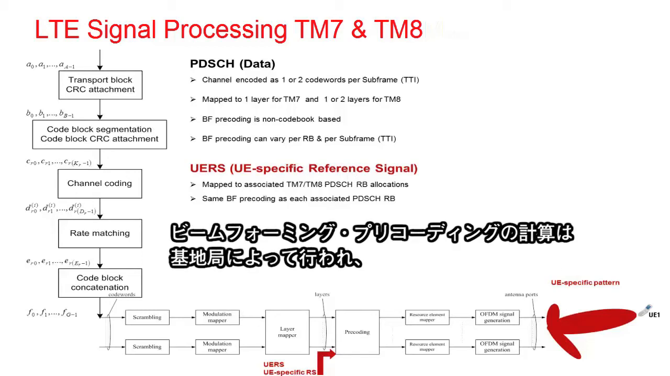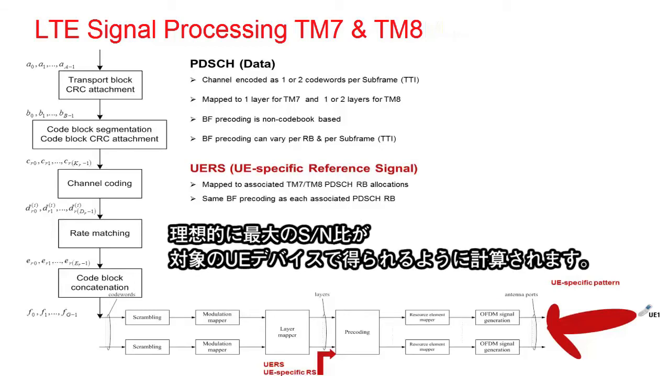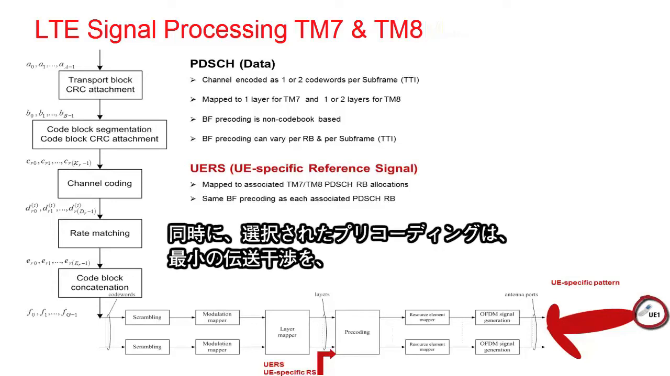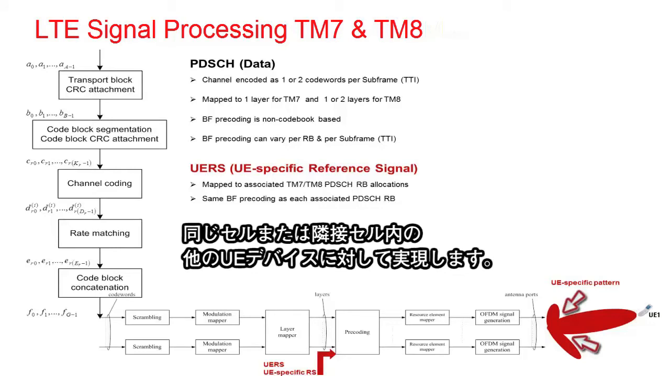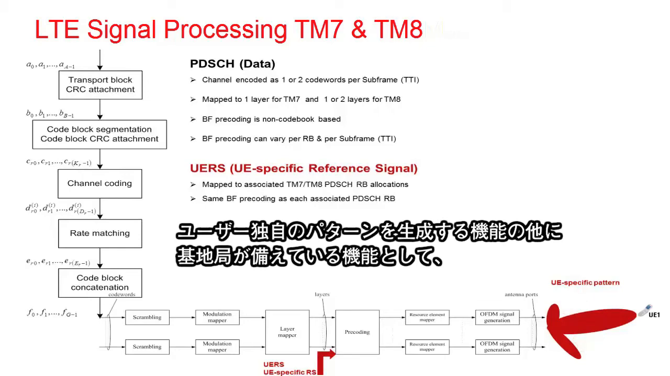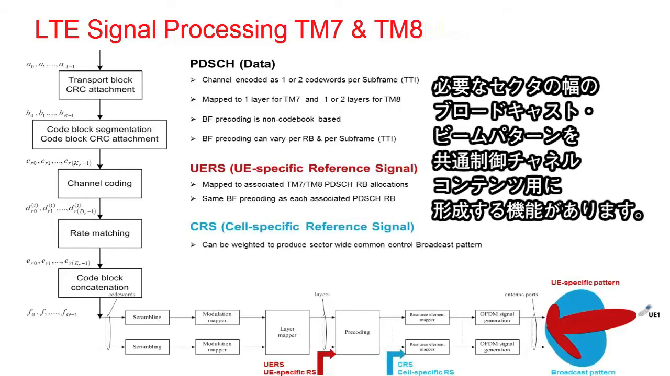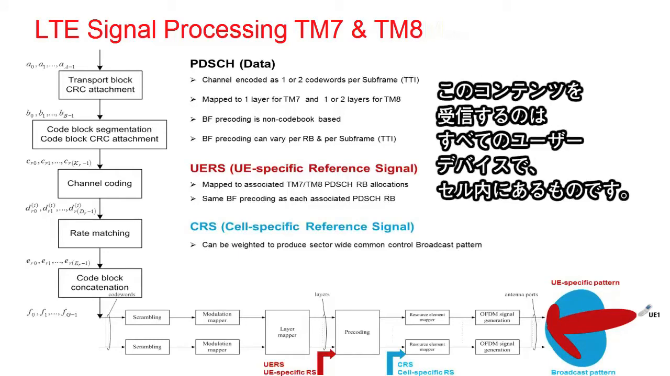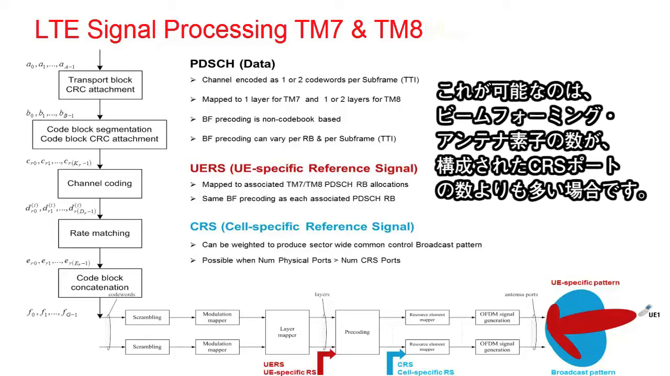The beamforming precoding is calculated by the base station to ideally maximize the signal-to-noise ratio observed by the target UE device. But equally, the chosen precoding will attempt to minimize transmission interference to other UE devices within the same or adjacent cells. As well as producing user-specific beam patterns, the base station also has the capability of shaping a desired sector-wide broadcast beam pattern for common control channel content, which is received by all user devices within the cell. This is possible when the number of beamforming antenna elements is greater than the number of configured cell RS ports.